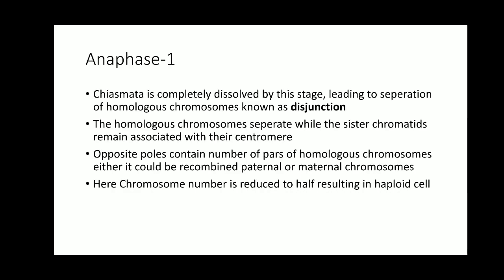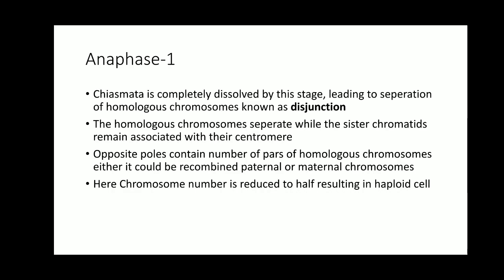But here a pair of homologous chromosomes are getting segregated, and each is separated and pulled towards the opposite poles. The homologous chromosomes are separated, but the sister chromatids are still held by the centromere. There is no splitting of the centromere in anaphase 1, but only the homologous chromosomes are separated from their chiasmata and pulled to the opposite poles. So now the opposite poles contain a number of homologous chromosomes. Either it could be recombined paternal or maternal chromosomes.